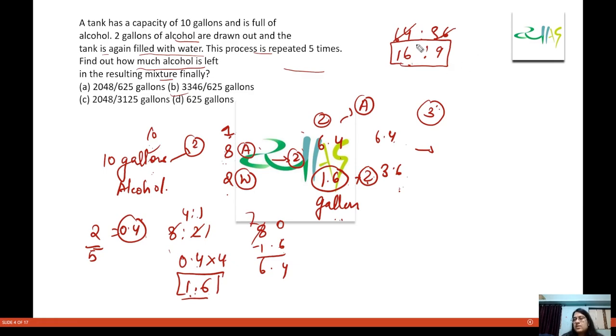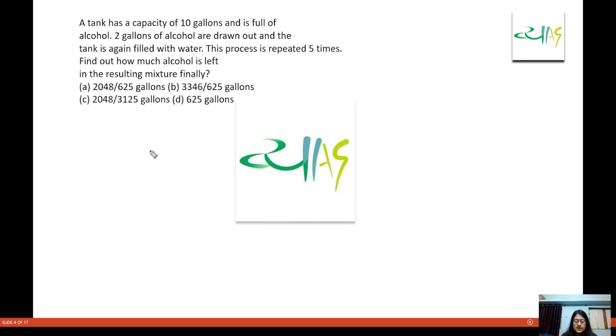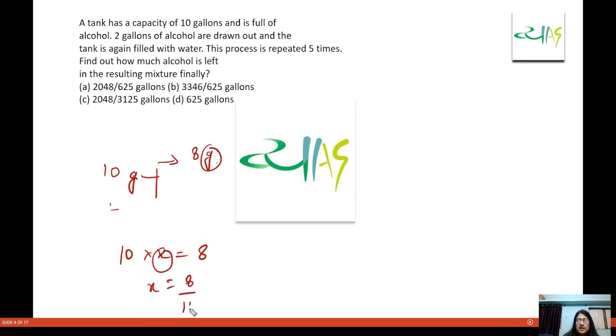Now again 2 gallons will be withdrawn from this. So how much will be withdrawn here? We start obviously with 10 gallons of alcohol, and let us withdraw from here. So now this is 8 gallons. So 10 times x is 8 gallons, meaning by what factor it is withdrawn. So x will come to be 8 by 10, that is 4 by 5. Now you see, after first time withdrawing, what is here? 8 gallons of alcohol and 2 gallons of water.